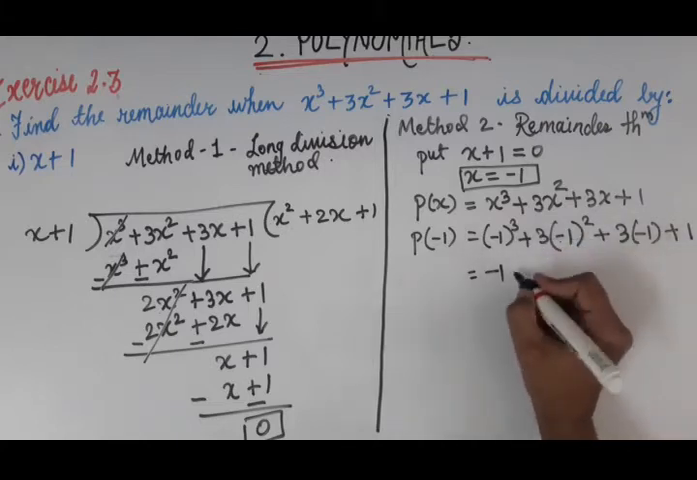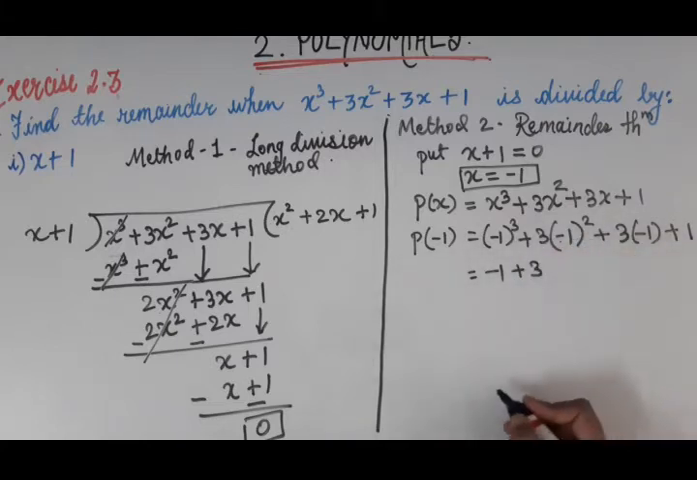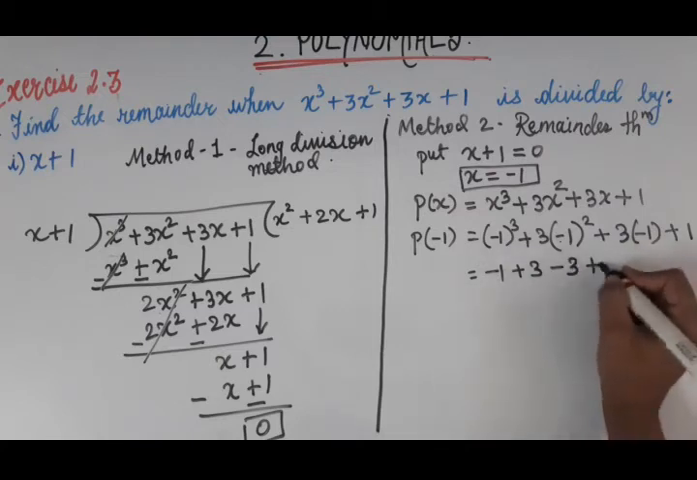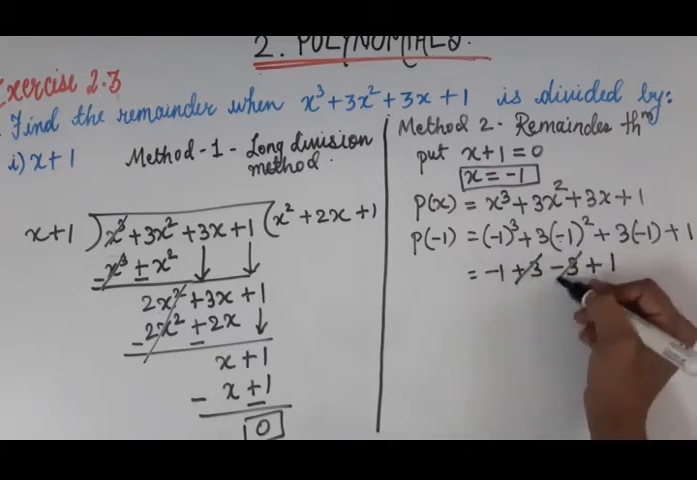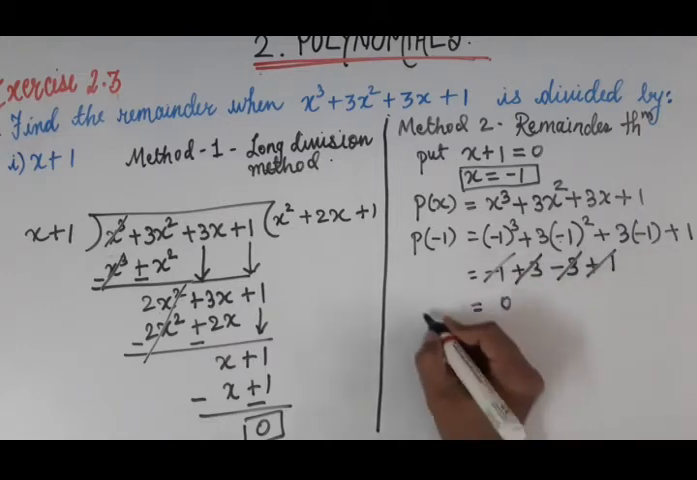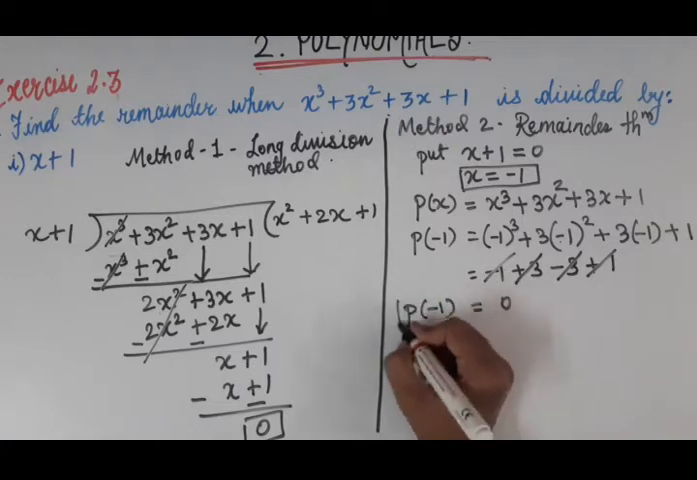Now 1 into 3 plus 3, then 3 into minus 1 minus 3 plus 1. Okay, this plus 3 minus 3 cancel, plus 1 minus 1 cancel. What remains? 0. So P of minus 1 is 0.